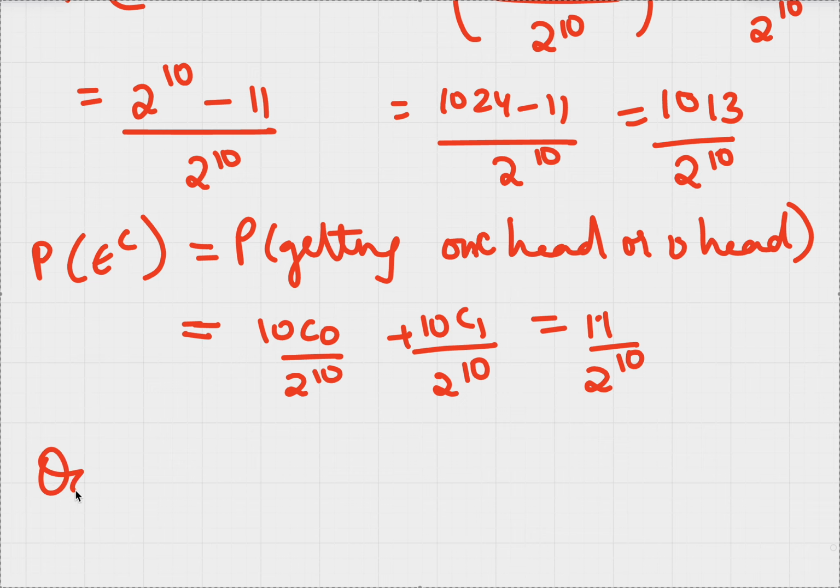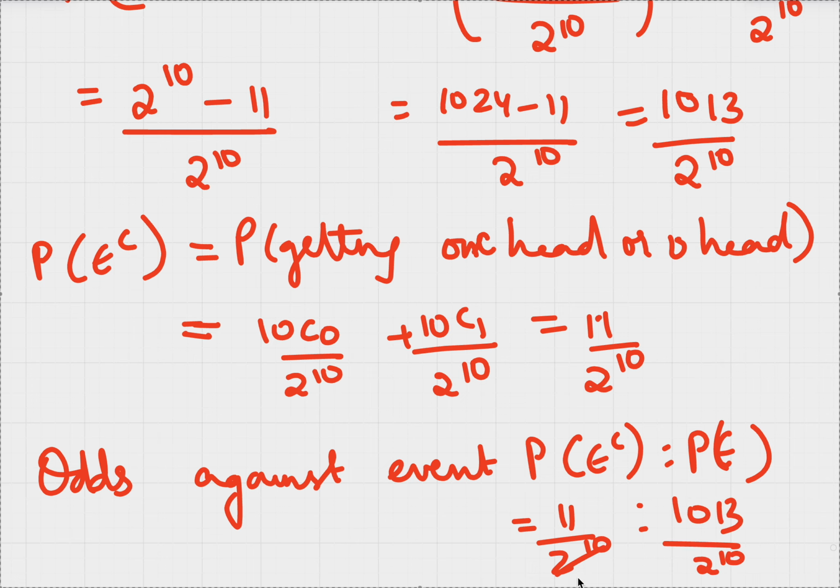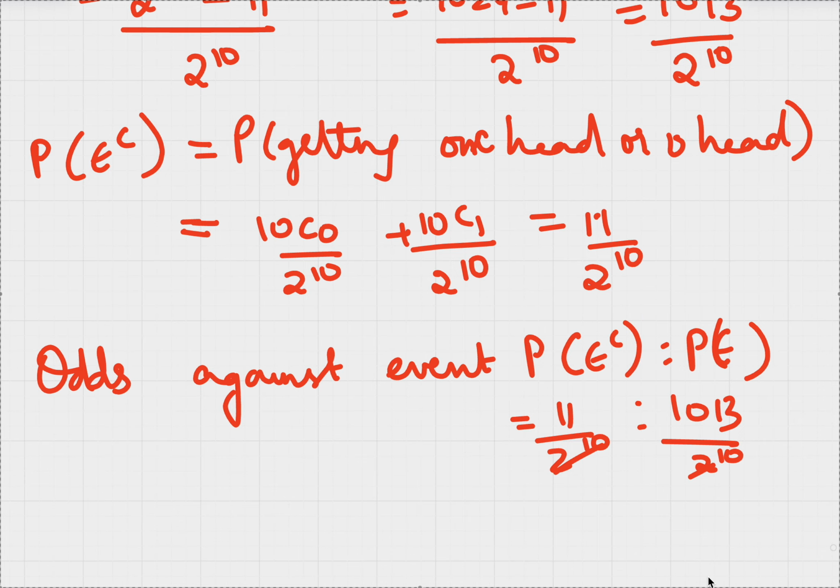Now, odds against an event, our question is to find the odds against this event. So odds against this event is nothing but P of E complement is to P of E. So it is 11 by 2 power 10 is to 1013 by 2 power 10. So 2 power 10 gets cancelled and our answer is 11 is to 1013.